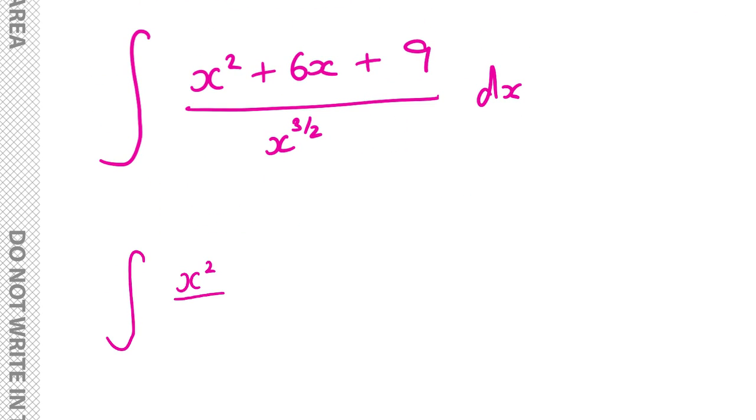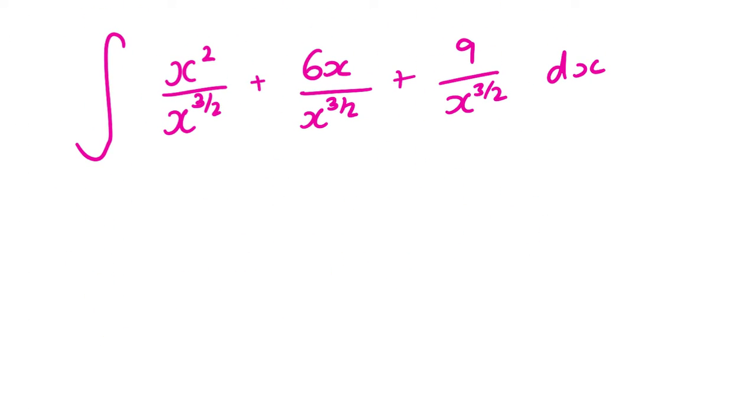This is the same as saying x over 2 over x to the power of 3 over 2, 6x over x to the power of 3 over 2 plus 9 over x to the power of 3 over 2. Now, we're still not in index form yet because we haven't simplified all this, right? That's what we're going to do now.